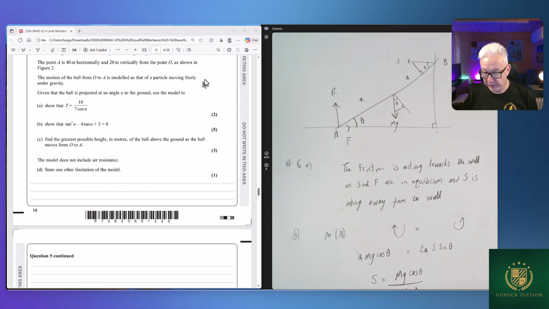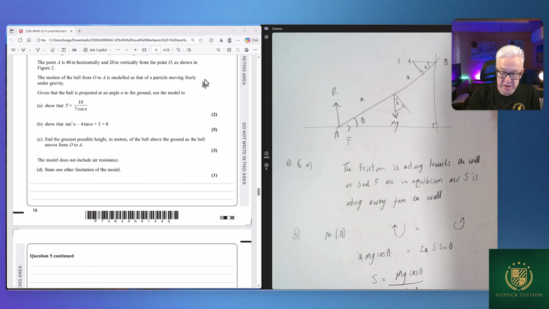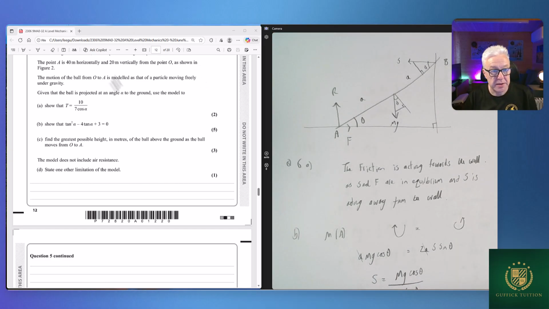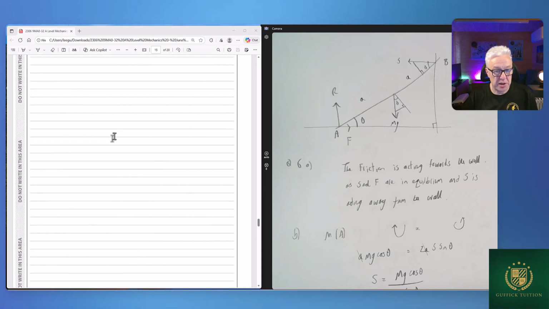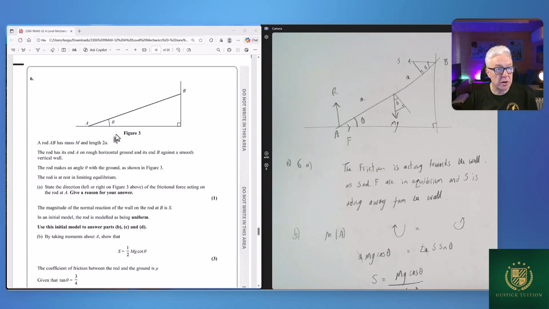Hello everyone, we've got the final question here of Mechanics 2023 for Edexcel, and this is question 6, and we have got a statics question here, I believe. There it is, let's have a look. So it says the rod AB has a mass m and a length 2a. The rod has its end A on horizontal ground and its end B against a smooth vertical wall. The rod makes an angle theta with the ground as shown in figure 3. The rod is resting in equilibrium.